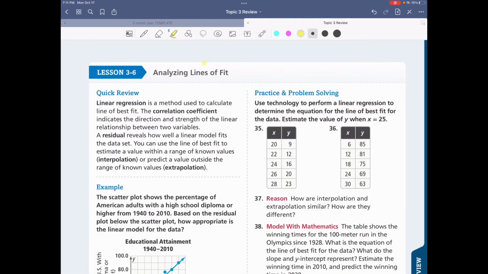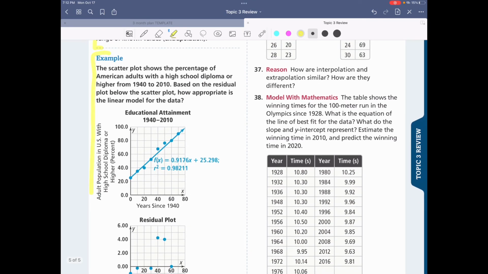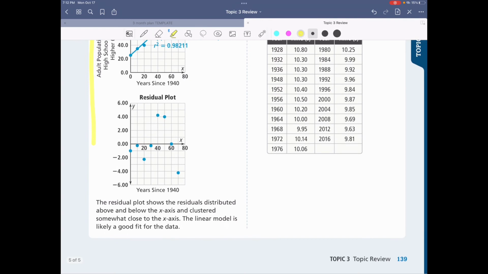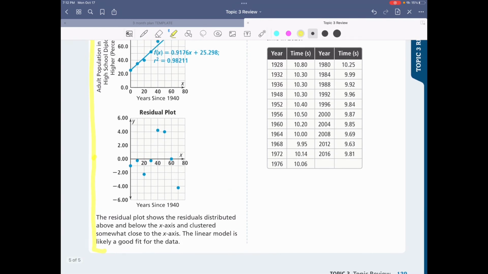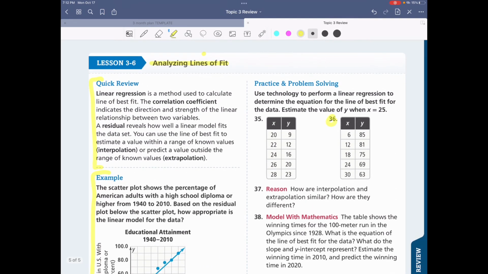For section 3-6, we were analyzing lines of best fit, and this is where we use the calculator. So I want you to read the quick review on your own, and read through this example on your own. We're going to do numbers 36 and 37. 36, practice and problem solving. Use technology to perform a linear regression to determine the equation for the line of best fit for the data. Estimate the value of y when x equals 25.